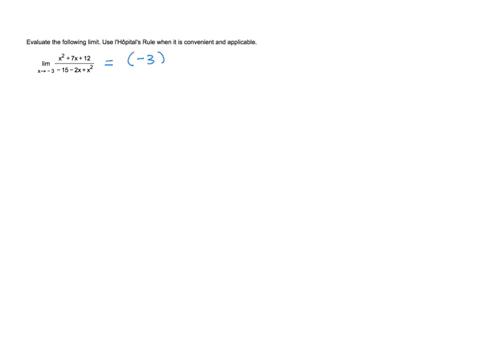So that would be -3 squared plus 7 times -3 plus 12, all divided by -15 minus 2 times -3, then plus -3 squared. So maybe this will work. Maybe I can just take the number -3, put it in place of all the x's, and if it equals a number, great, that'll be the value of the limit.